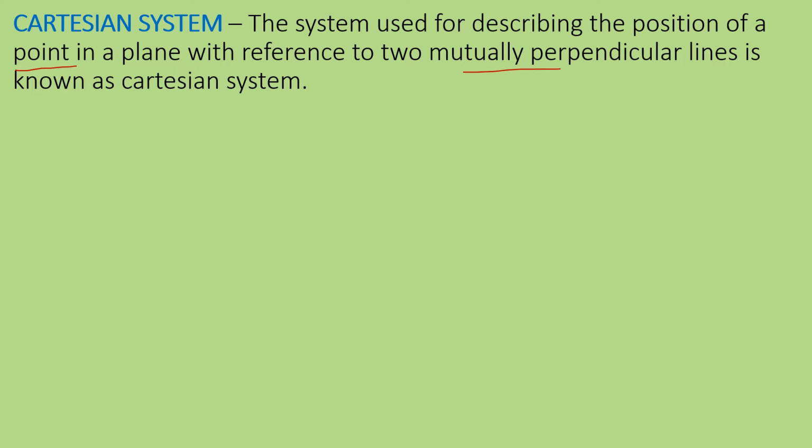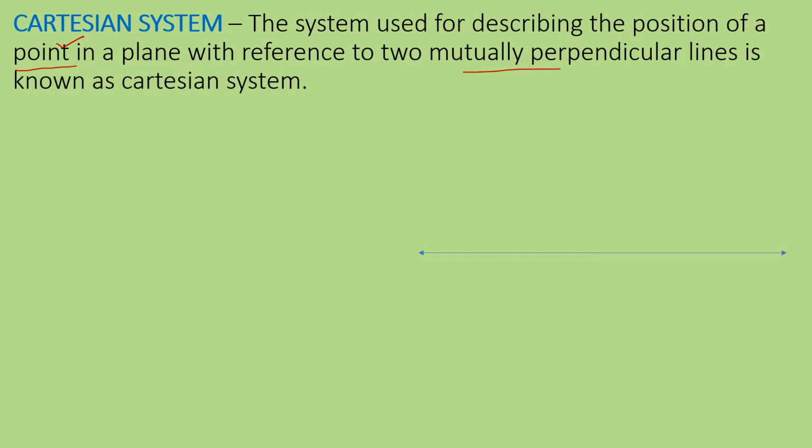See, we have already discussed that if in a plane we want to find out the position of a point or an object, we need two mutually perpendicular lines. Same here, the system which we are using to describe the position of a point with reference to two mutually perpendicular lines is known as the Cartesian system.